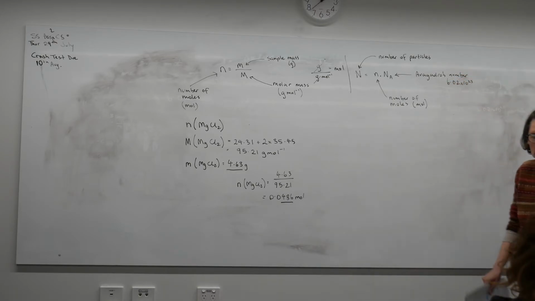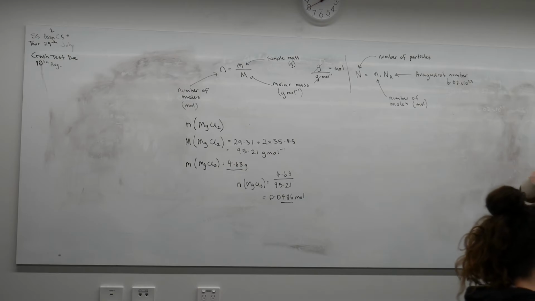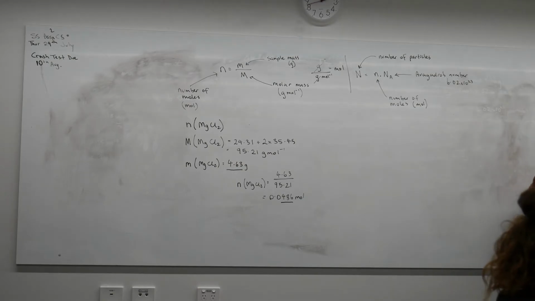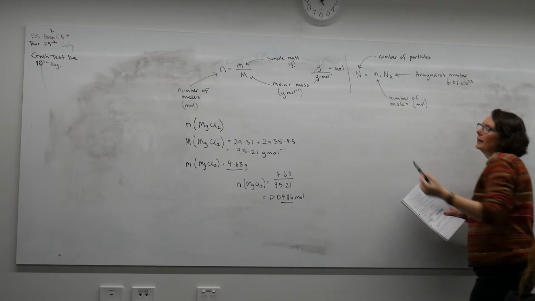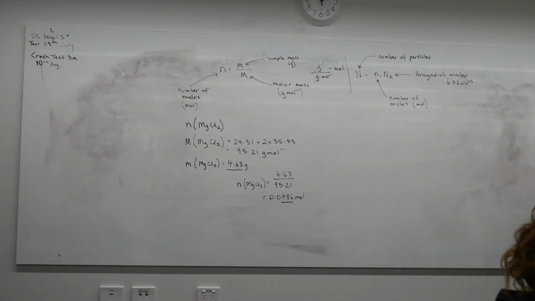Which is put on your formula sheets as well. So if we want to know the number of particles present in 2 moles, then I'm just going to multiply Avogadro's number by 2, and that tells me how many particles I had. If I knew I had 6.02 times 10 to the 23 particles, and I wanted to know how many moles I had, I divide both sides by Avogadro's number, and it will tell me I've got 1 mole.